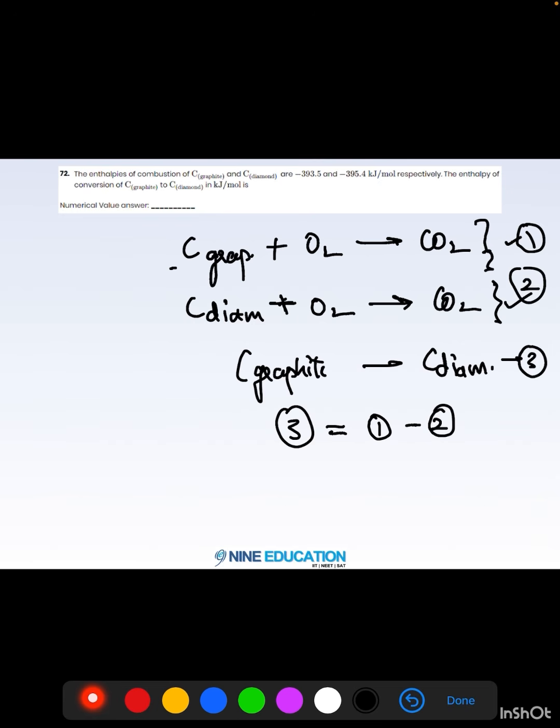So for equation 3, we need to find delta H, which will be equal to delta H of 1 minus delta H of 2. So it will simply be minus 393.5 minus of minus 395.4, which will give us plus 1.9 kilojoule per mole, and the rounded off value should simply be 2. That should be the answer for this.